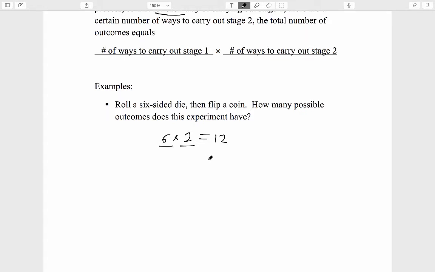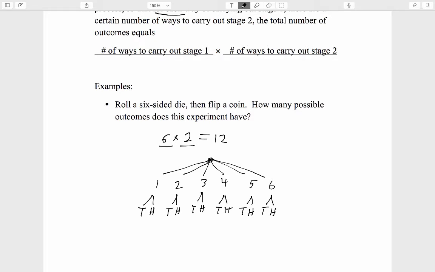To understand this, it's very useful to draw a tree diagram. There's a 6-way branching at the first stage when we roll the six-sided die, and then for each possible result of stage 1, there are 2 possible results of stage 2. That's a key phrase, for each. The total number of outcomes equals the total number of ways to travel from this point at the top of the tree all the way down through its various branches. So each branch represents a different outcome. 1 followed by tails, 1 followed by heads, 2 followed by tails, 2 followed by heads. These are all distinct outcomes.